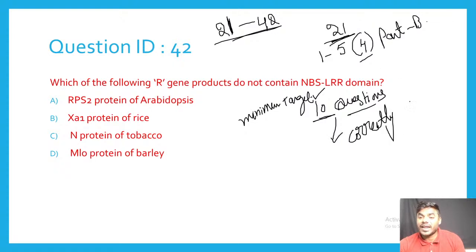Minimum you can go for 10, maximum you can go for 13 questions. If you are 100% sure about the 14th question, then only I will encourage you to go for it. Otherwise minimum 10, maximum 13. Because friends, we do not depend on only this. We still have 7 chapters. Let's look into this.